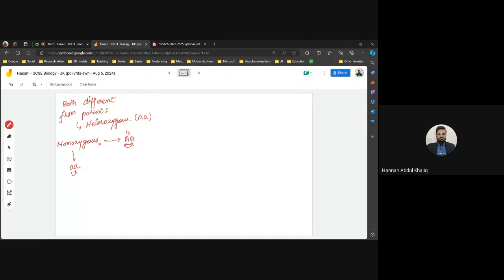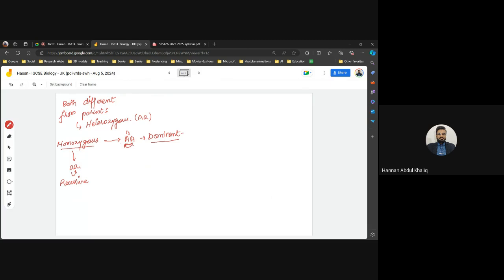You would call this one homozygous, and this one is homozygous, but you have to differentiate them. So whenever you have both uppercase A, you would call it homozygous dominant. Homozygous means both are the same, in what form? In dominant form. And if they are lowercase, you would call it homozygous recessive.